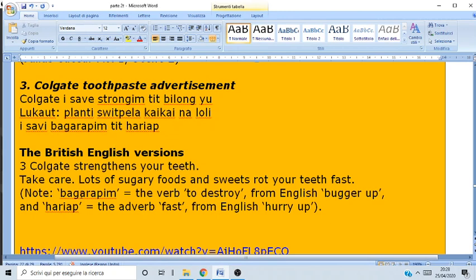So the book says to notice the verbs. Bagaripim, okay, that is the verb to destroy, or hurry up. We can recognize that one as hurry up, so it means fast in Tok Pisin.